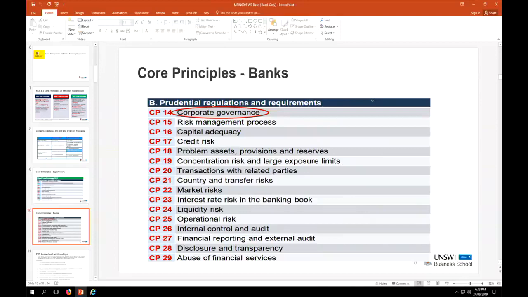So those are the core principles on supervisors. And then the principles that apply to banks, right? So prudential regulations and requirements. The first one that was introduced is corporate governance.